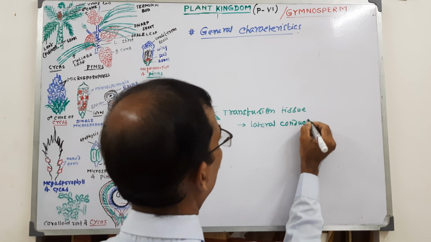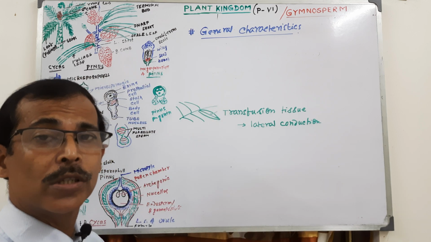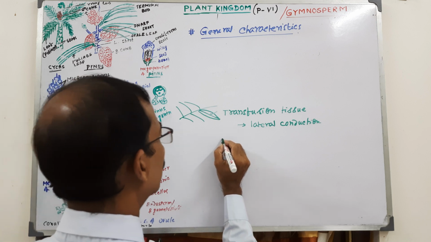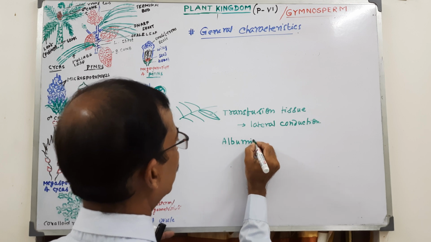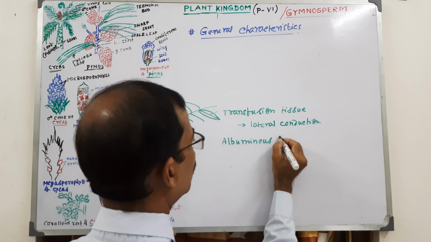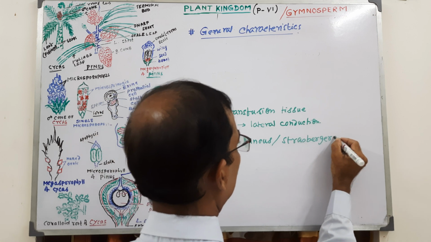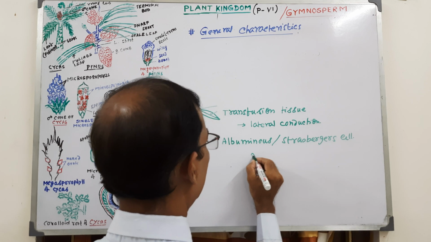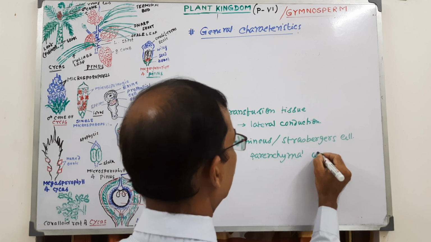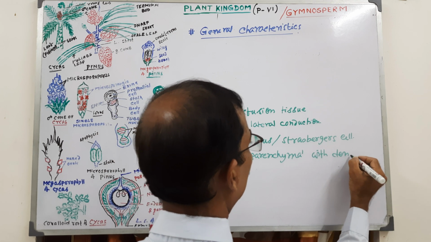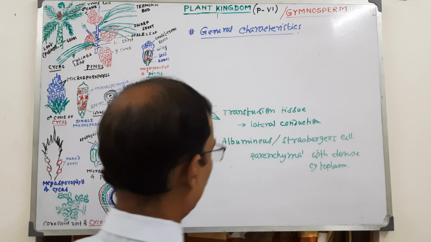Here some phloem parenchyma cells possess dense cytoplasm, which are called albuminous cells or Strasburger cells. That is, parenchyma with dense cytoplasm. It is a characteristic feature of Gymnosperm.